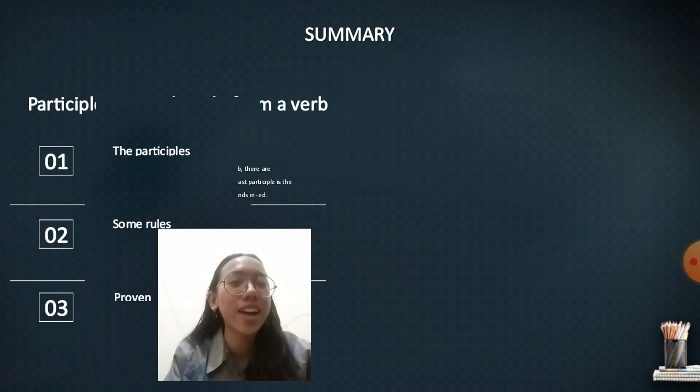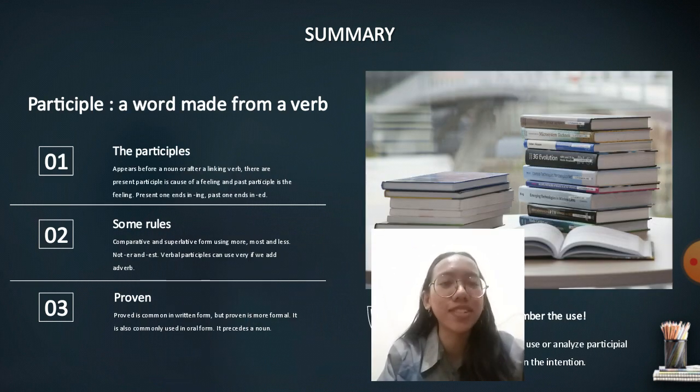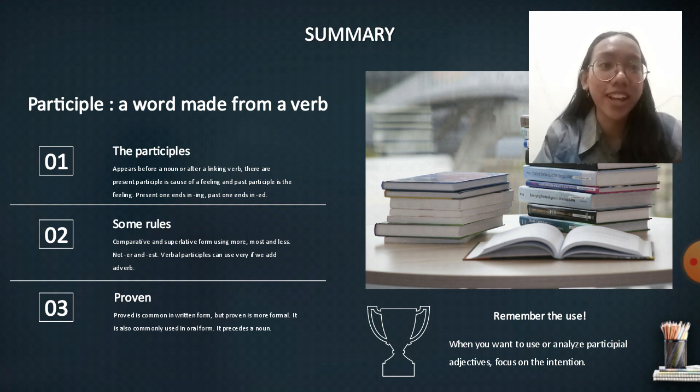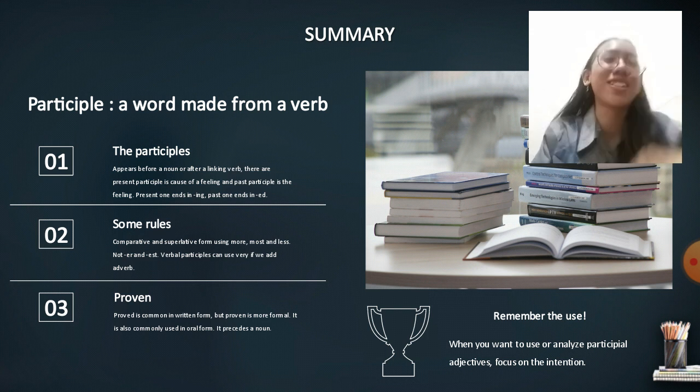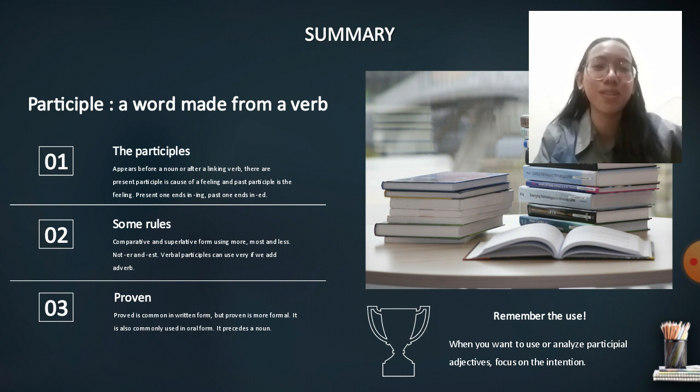Actually, we have already arrived at the end of this presentation. This is the summary of our activity today. We already learned about participial adjectives. In short, a participle is a word made from a verb. Remember that, right? And participles appear before a noun or after a linking verb. And the participle has two types. The first type is present participle. The second type is past participle. The present participle ends in ing and past participle ends in ed.